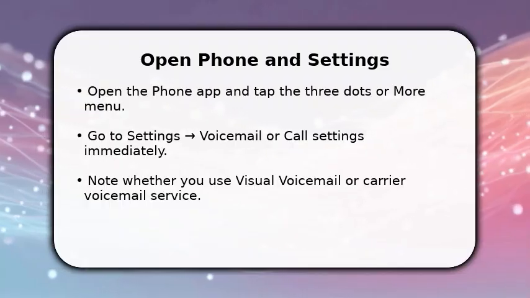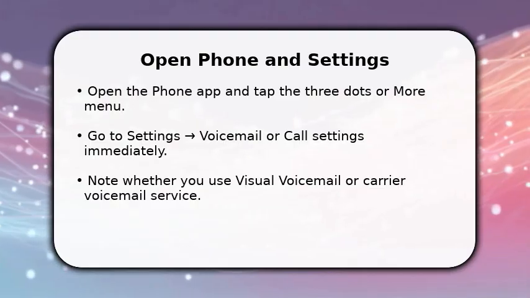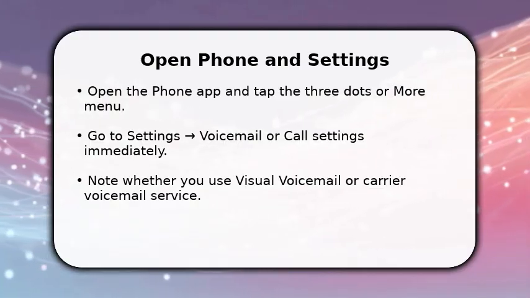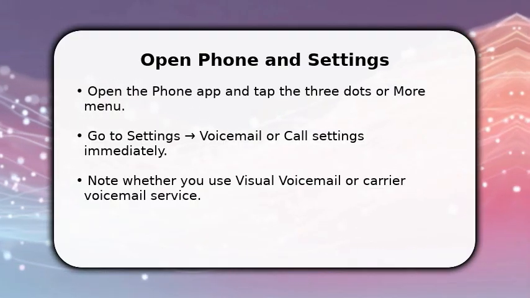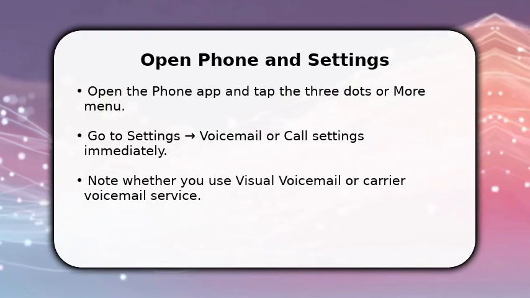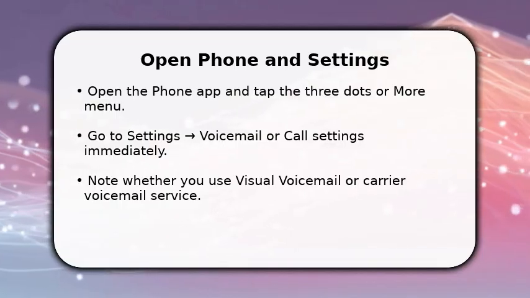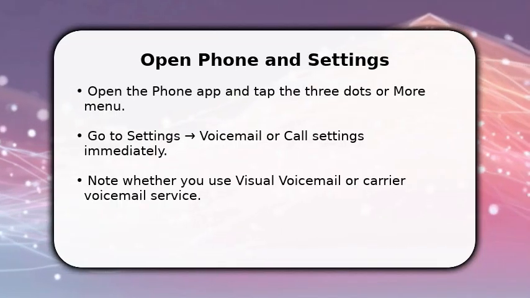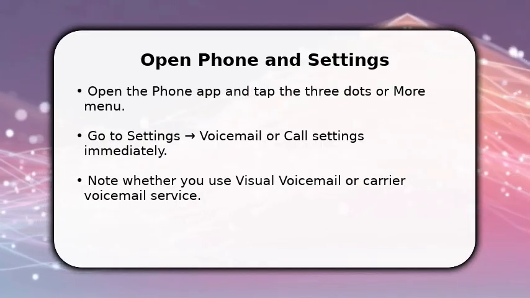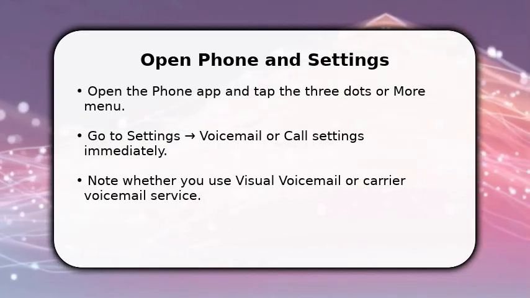You start in the phone app, open the three-dot More menu, and go straight to Settings so you can change routing now. Once in Settings, locate Voicemail or Call settings and confirm whether Visual Voicemail is active versus the carrier's voicemail service. This matters because you will either toggle Visual Voicemail off or stop call forwarding to voicemail.